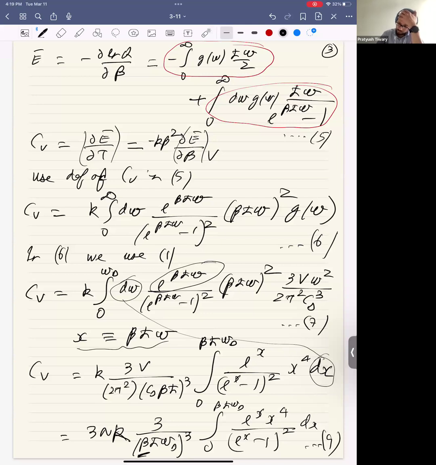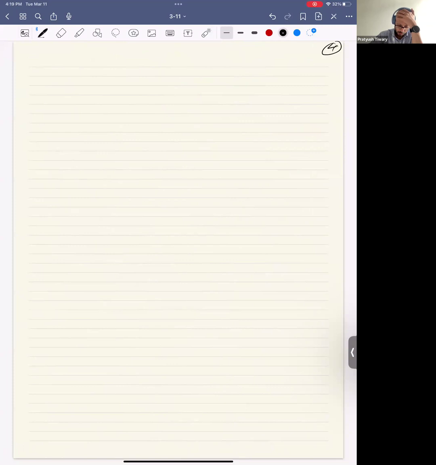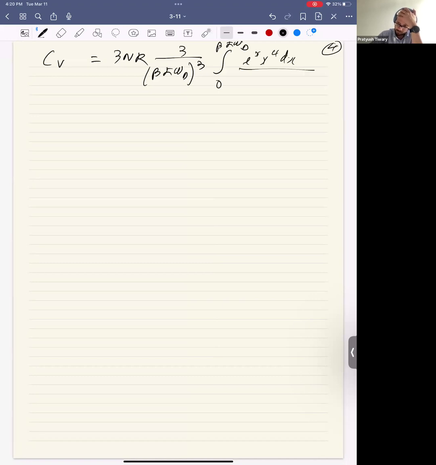Okay. So this equation, I'm going to write it down again on the next page. CV is equal to 3nk, 3 by beta h cut omega d whole cube, integral 0 to beta h cut omega d, e to the power x, x to the power 4 dx by e to the power x minus 1 whole square contains our answer, but this is horrible. If I asked you to just look at it and tell me what is the dependence of CV on beta, you won't be able to do it.